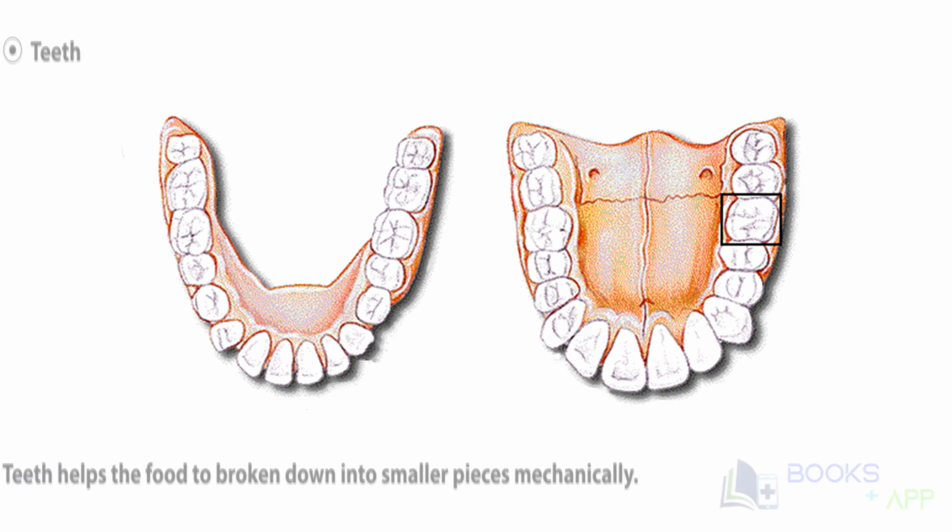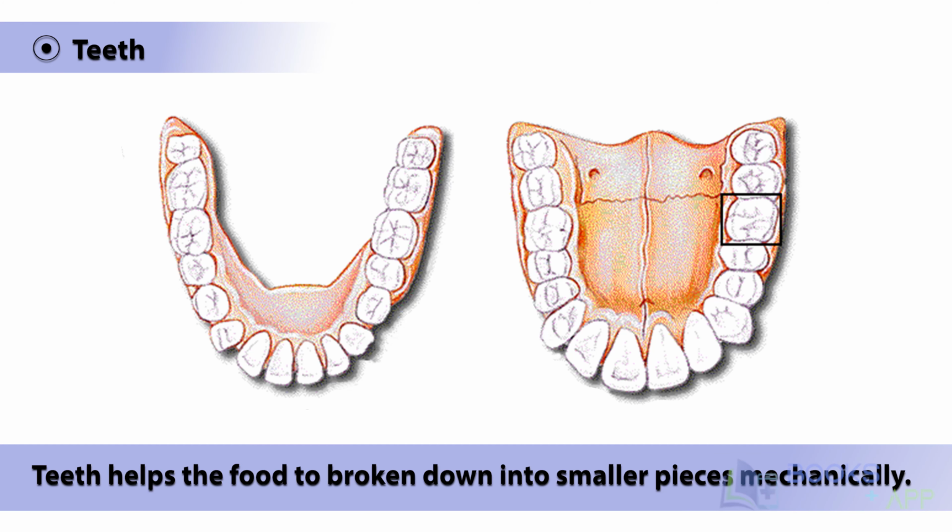Now we will study in detail what happens to the food components while reaching the different compartments of the digestive system. First we will talk about the buccal cavity. The food is taken into the body through the mouth, and the process of intake of food we call ingestion. The food is later broken down into smaller pieces with the help of our teeth. So the teeth help the food to be broken down into smaller pieces mechanically.